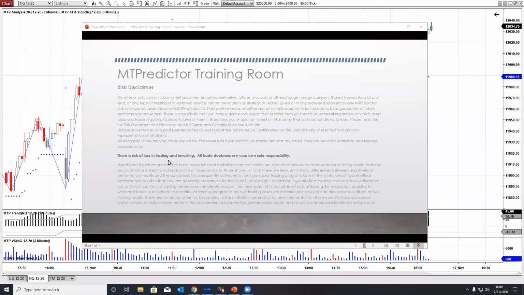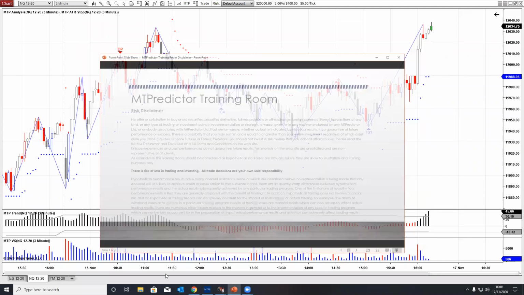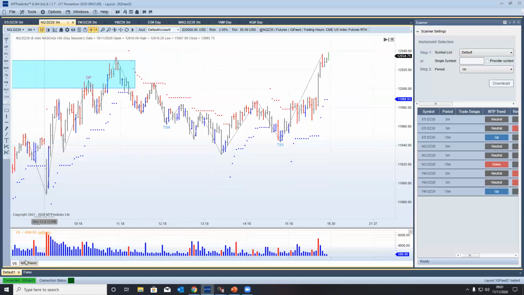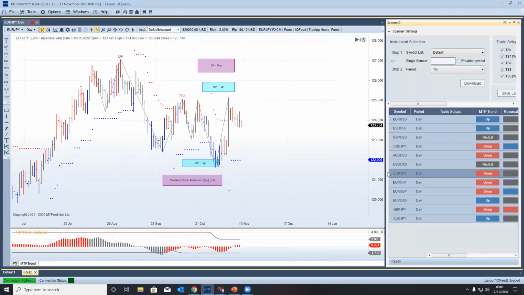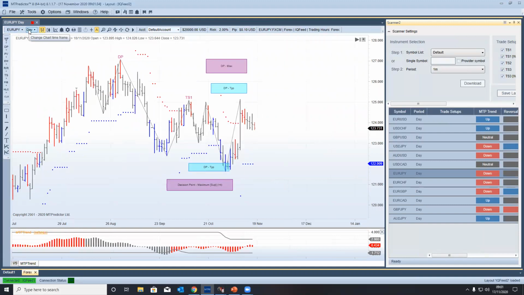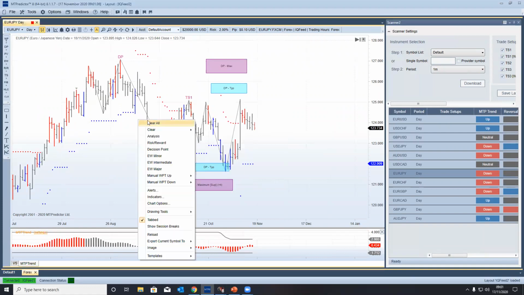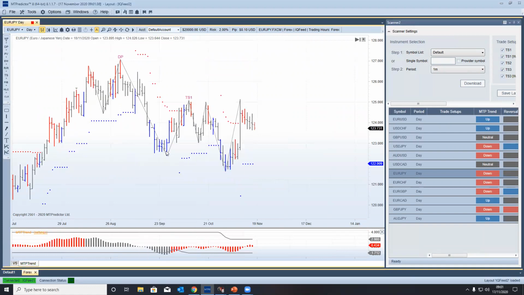Right, today I thought we'd try and do a bit more advanced analysis, as most of the people in the room today are fairly experienced with MTPredictor. Just take the risk disclaimer down. And if I go to our standalone program and Forex, if you remember last week, we were looking at the Euro JPY, weren't we? We were looking at it on a daily chart. Do you remember that? Where if I take all the analysis off, we had a DP from the previous low coming down into here. And we were just looking at the typical area.